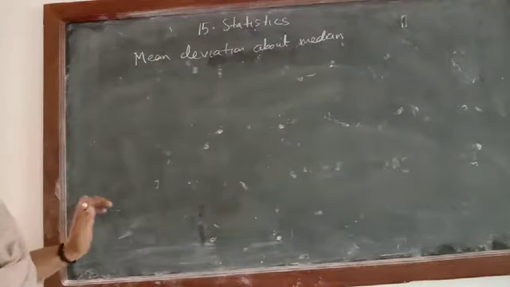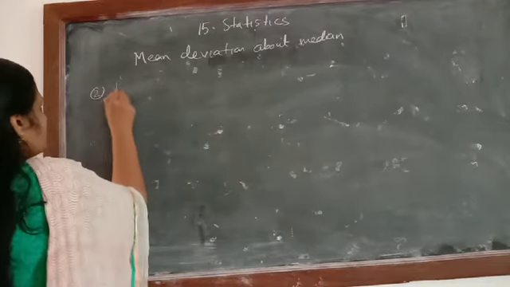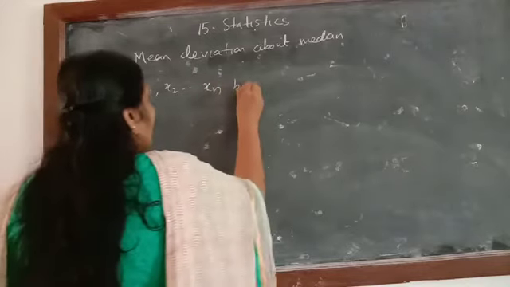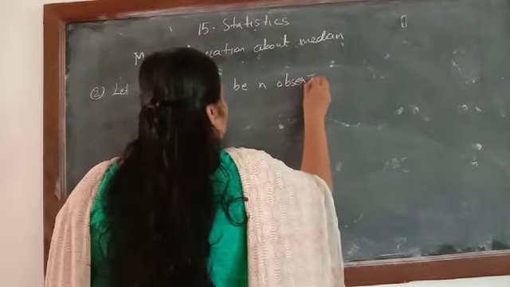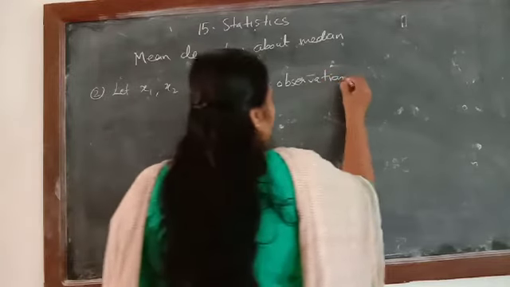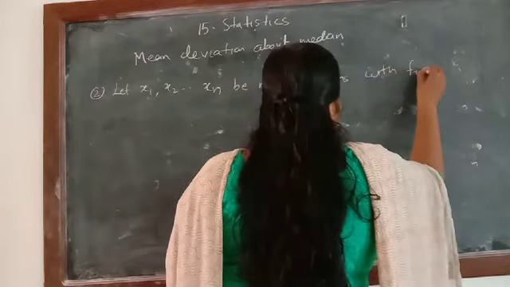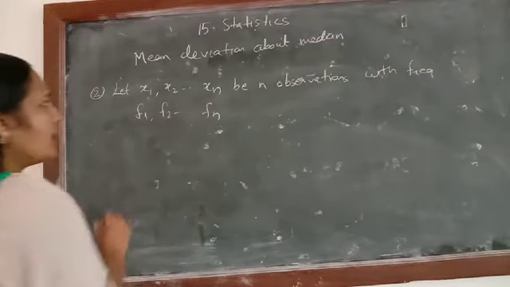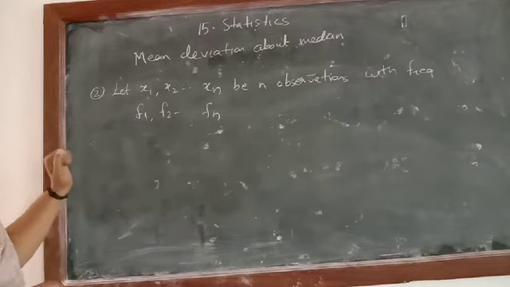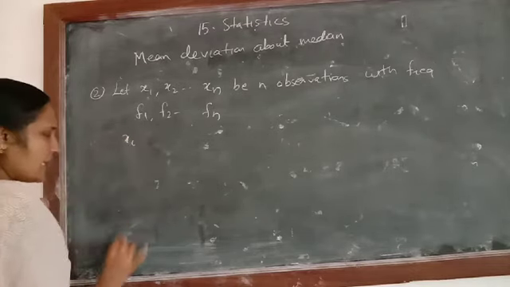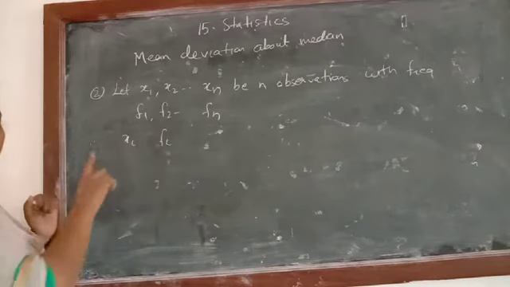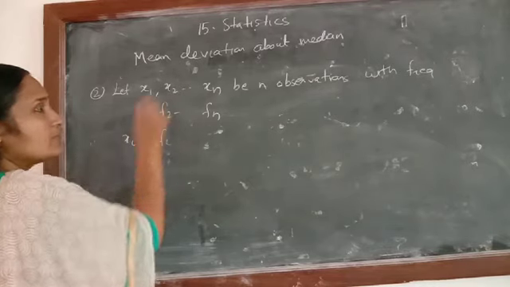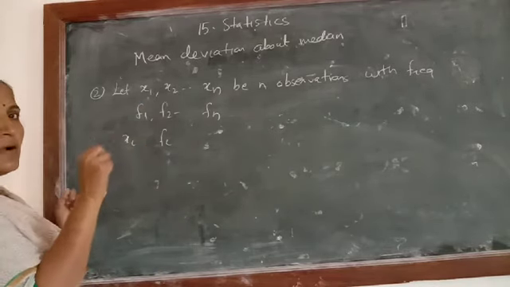Now at present, frequencies are not given, only observations are given. The second condition is when frequencies are given. Let x1 up to xn be n observations with frequencies f1, f2, etc., fn, meaning the observations are repeated. So we will write xi in this way and fi in this way. Here also the observations should be arranged in ascending or descending order.